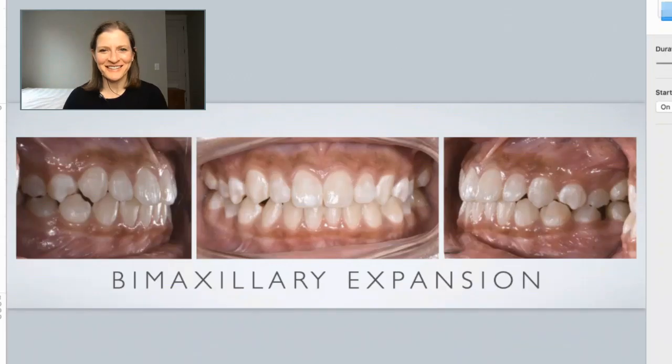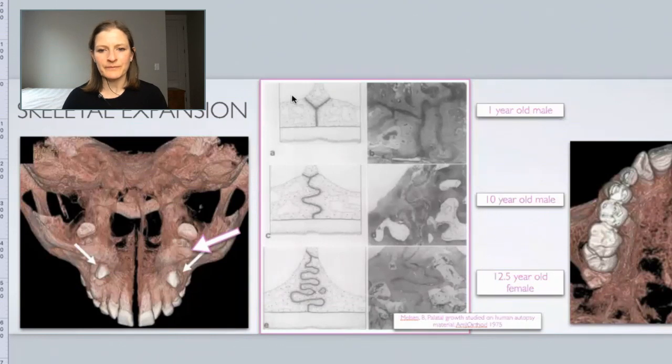Can I share my screen again? Yeah, let's do it. Let me get to my other talk here. Okay. So the maxillary suture, in a 1-year-old, it's pretty wide open. 10-year-old, it's more intertwined, and it just keeps getting more and more intertwined. And so as we age, we get an increased resistance to our maxillary expansion.